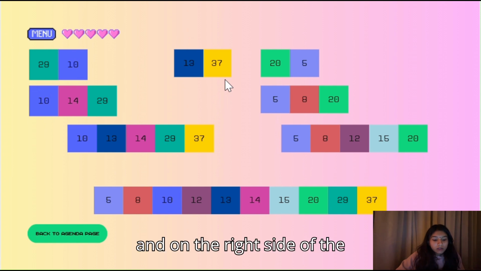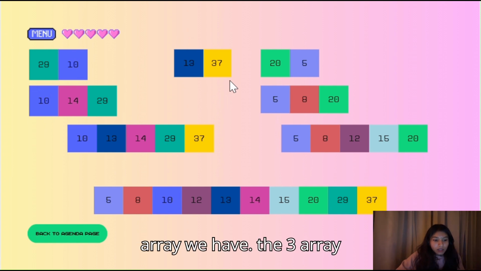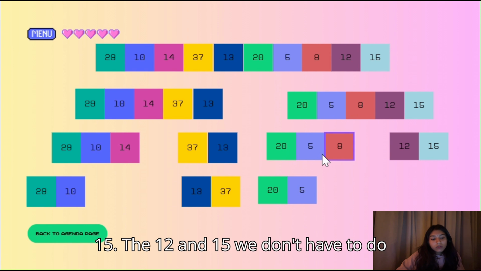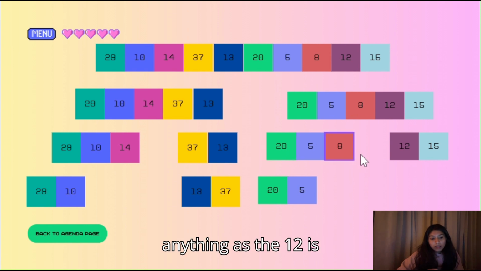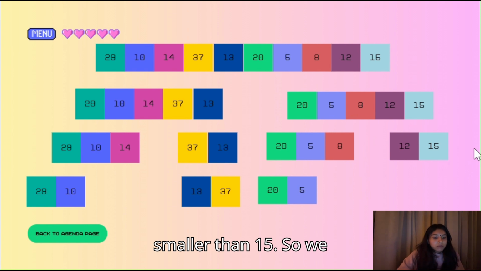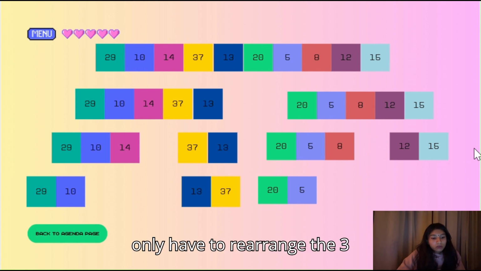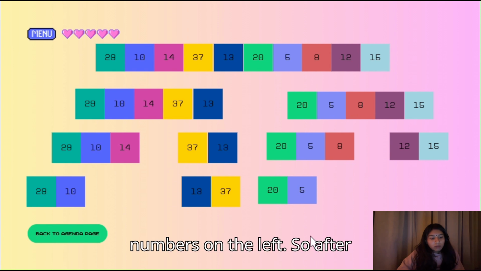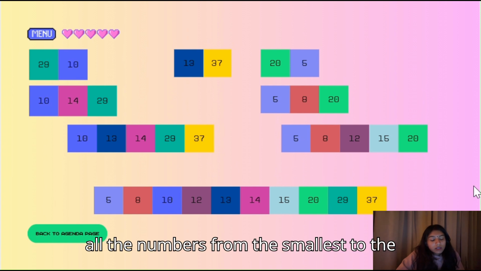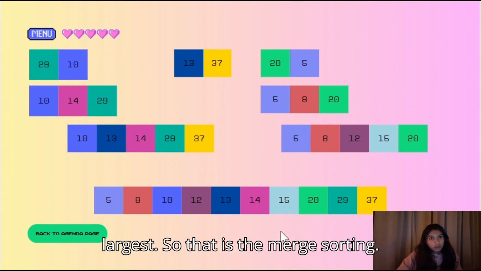And on the right side of the array we have the 3 array, which is the 25 and 8 and 12 and 15. The 12 and 15 we don't have to do anything as the 12 is smaller than 15, so we only have to rearrange the 3 numbers on the left. So after rearranging everything, lastly we have all the numbers from the smallest to the largest. So that is the merge sorting.